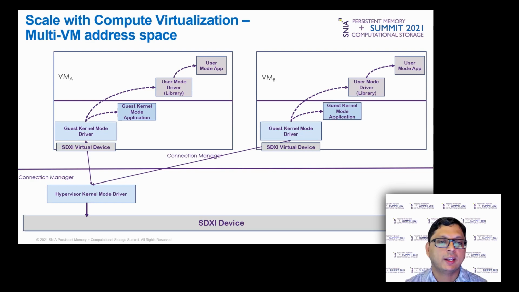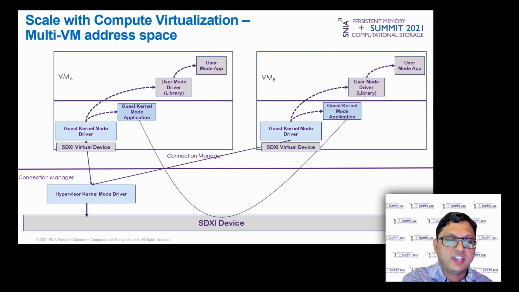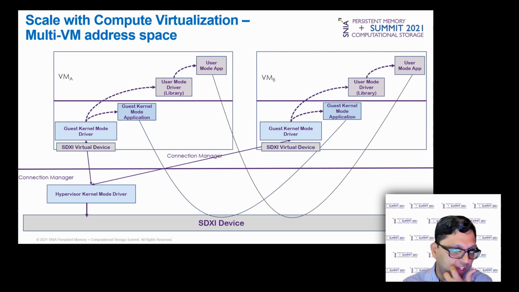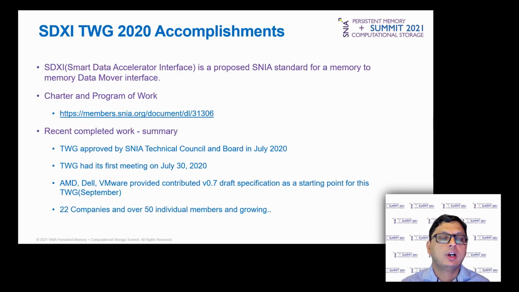And now, using the connection manager, we can set up two VMs to talk with each other. And then you could have a kernel mode application on VM A do data transfers to the kernel mode application on VM B, or a user mode application on VM A can now do data transfer with user mode applications on VM B.